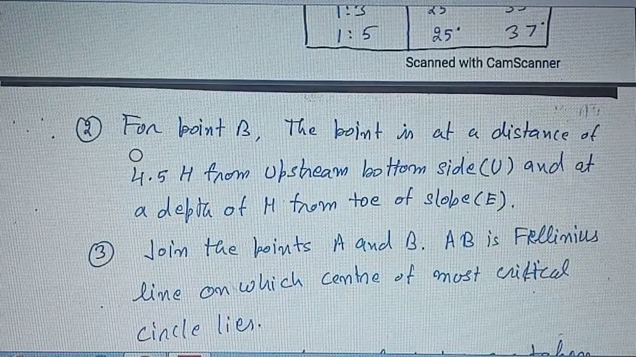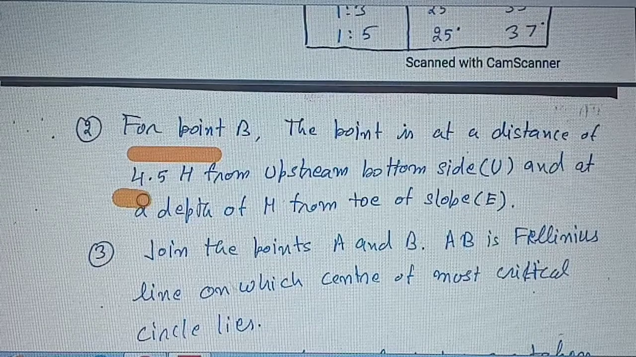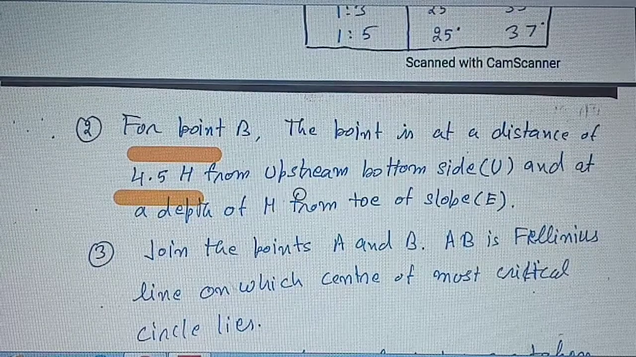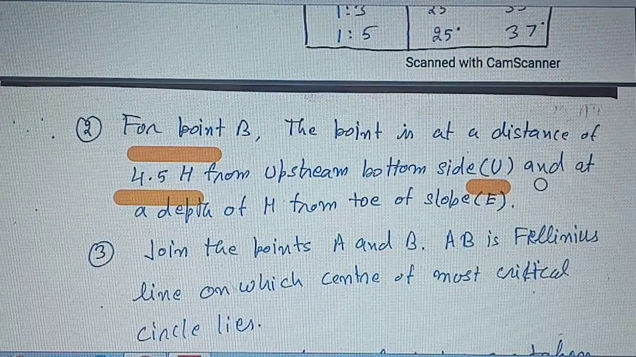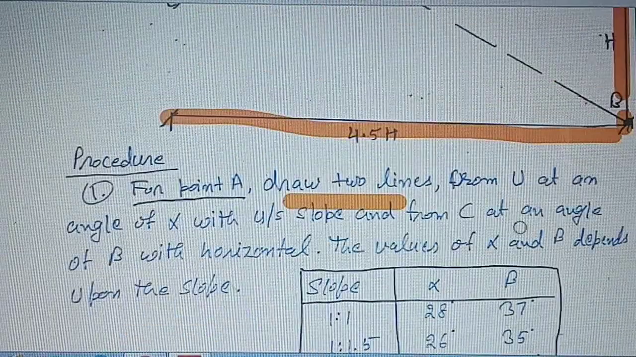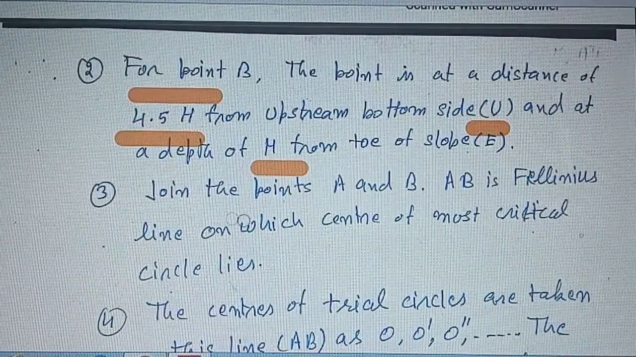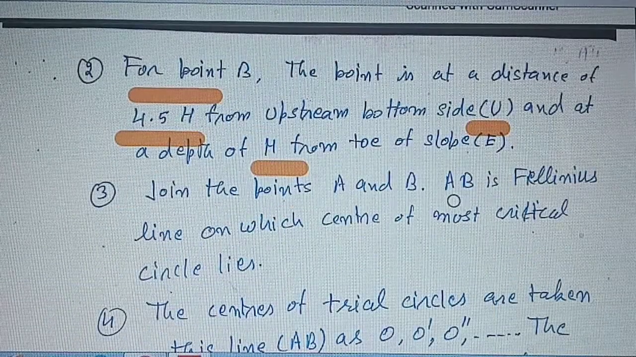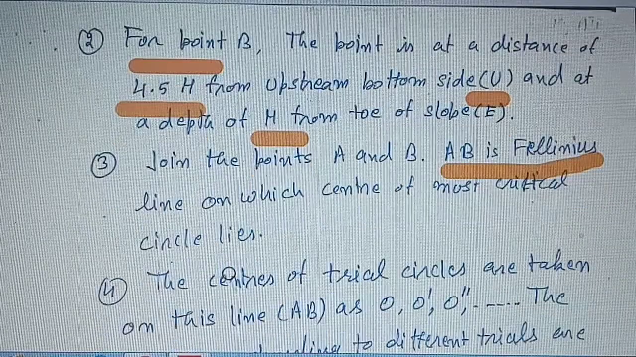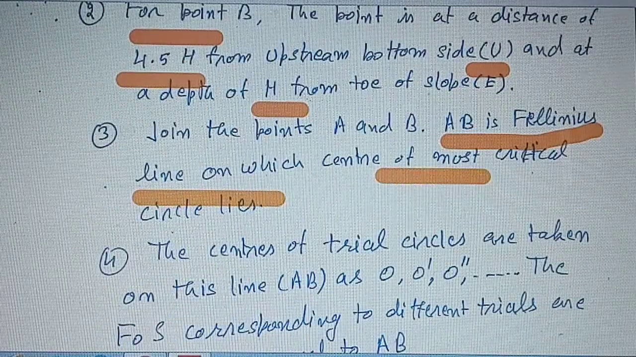For point B, the point is at a distance of 4.5 times the height of the inclined surface from the upstream bottom, that is U, and at a depth of h from the toe, and at the point of intersection we may locate another point B. Join these points A and B, and AB is called Fellenius's line on which the center of the most critical circle lies.